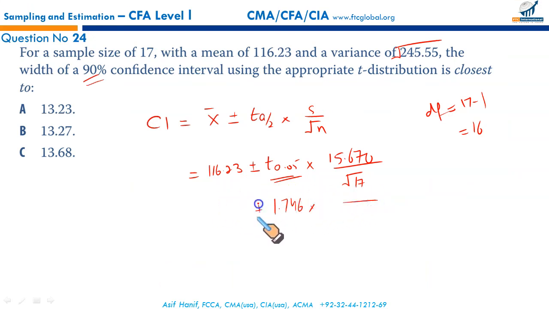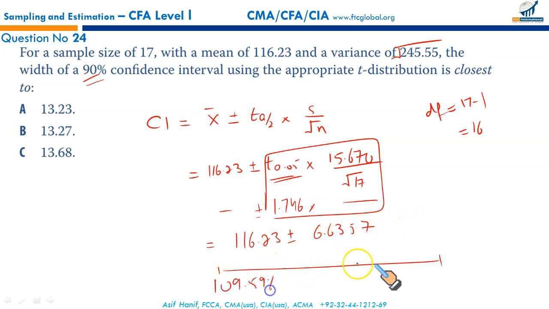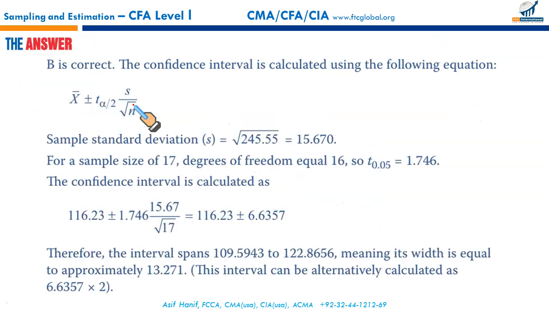1.746 times this, plus minus this. What you get is 116.23 plus minus the solution of all this, which gives you 6.6357. Your final interval would be 116.23 minus 6.6357 and plus 6.6357, so it's going to be 109.59 to 122.86. So we are looking for the width. If you just find the difference between these two, it will be approximately 13.271. That makes B the correct option.